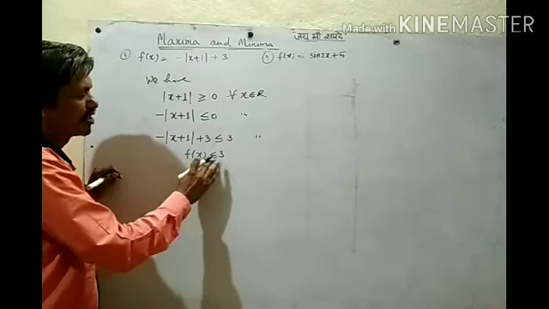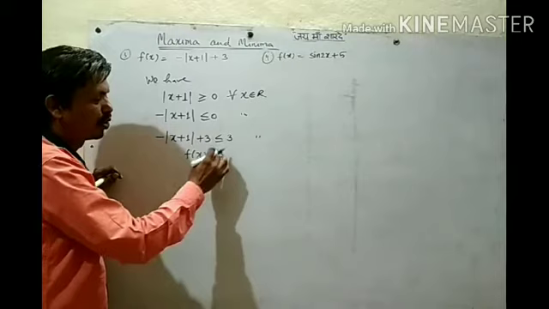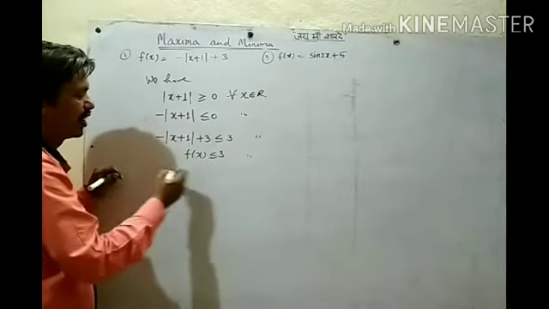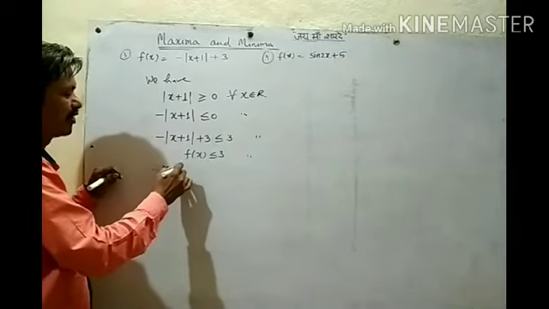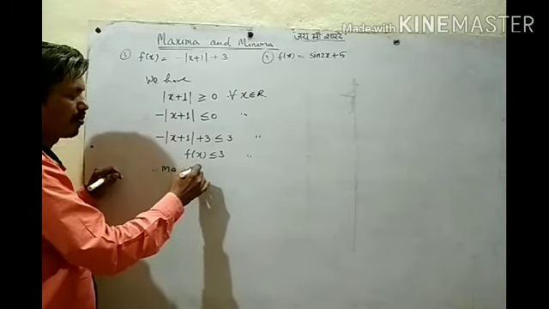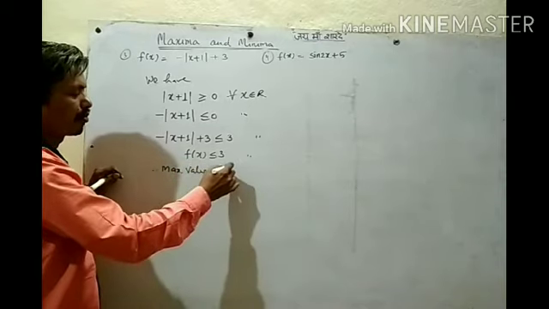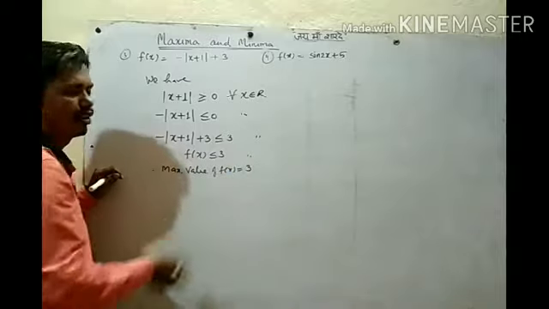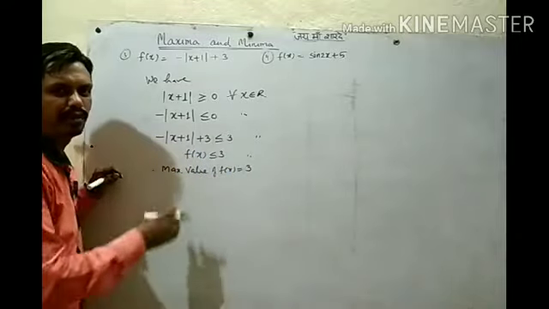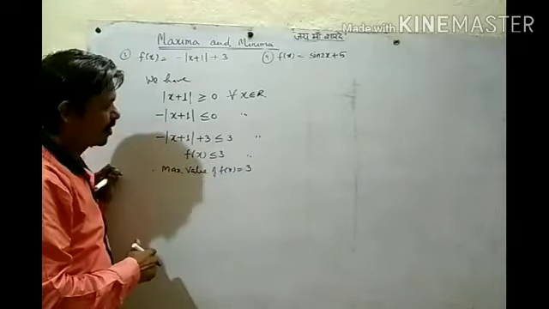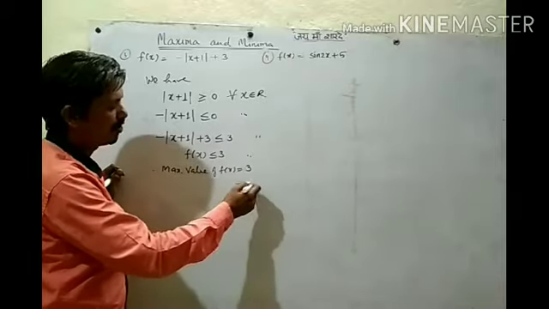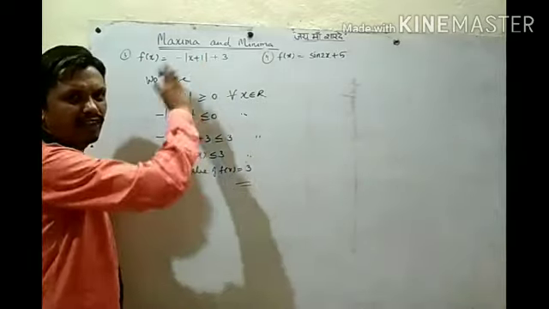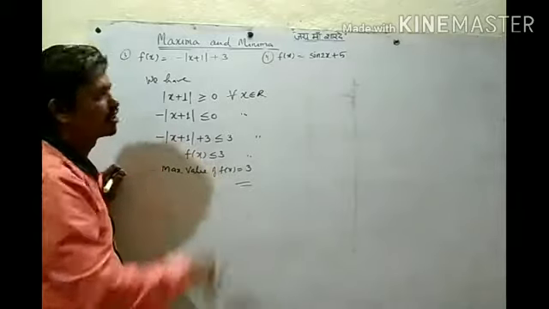So f of x is less than or equal to f of c. F of c is more than f of x for all x. It means the maximum value of the function is 3. 3 is the maximum value and the minimum value does not exist. Okay, and to find where, we can put this equal to 3 and we can find the value of x.